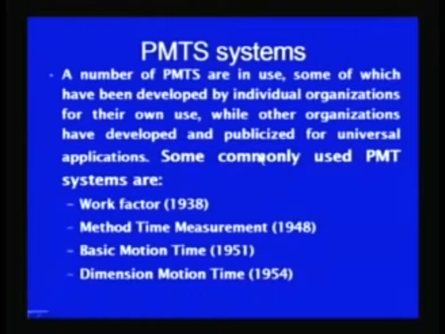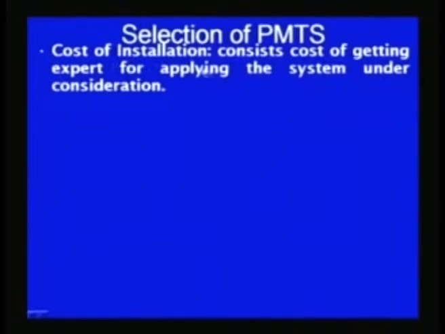Some of the PMTS systems are Work Factor developed in 1938, the Method Time Measurement system developed in 1948, the Basic Motion Time system in 1951, and the Dimension Motion Time system developed in 1954. So, in this presentation I will be talking about the first two PMTS systems slightly in detail, just to understand in which way these methods can be used to find out the time required for carrying out the job. The selection of a particular PMTS system depends upon the cost.